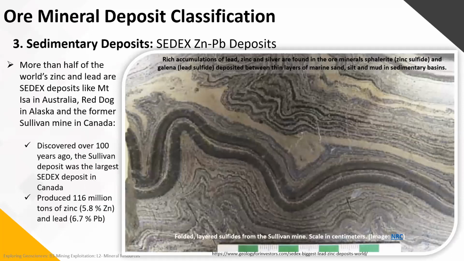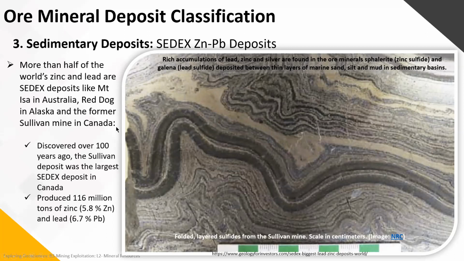So if we have sedimentary deposits, our SEDEX here is a good example, coming from the folded layers of sulfides from the Sullivan mine in Abitibi. What we see here is the rich accumulations of lead, zinc, and silver, which is found in the ore minerals: the sphalerite, which is the zinc sulfide, and the galena, which is our lead sulfide, which is deposited between thin layers of marine sand, silt, and mud in sedimentary basins as the clearer horizons that we see here.